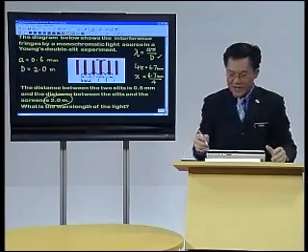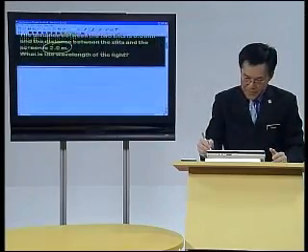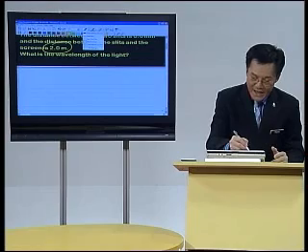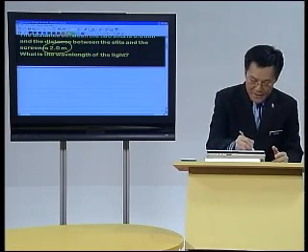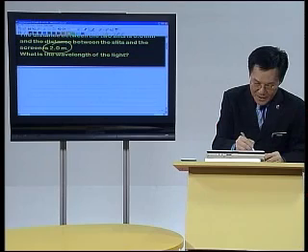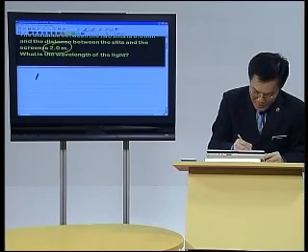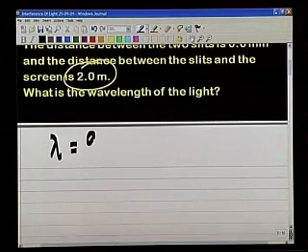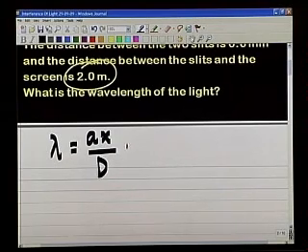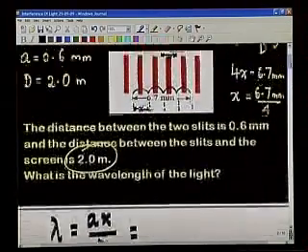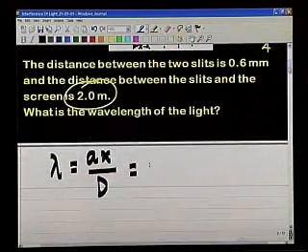Alright, let us put it all together now and answer the question. Alright, so I have lambda. Let me write it down again. Lambda equals a x per D. Okay, and what is a up there? Just now we have already written that a is 0.6 mm.